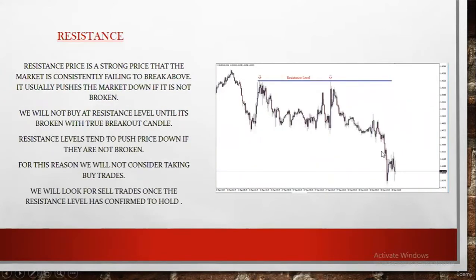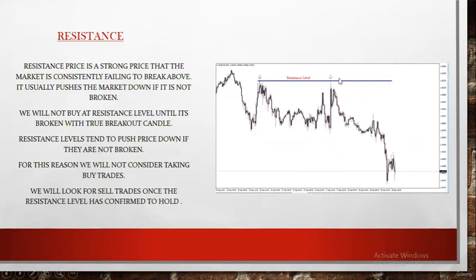Then you have a resistance, which is a vice versa, the opposite of your support. Resistance is a strong price that the market is consistently failing to break above. As you can see, you had this resistance formed here, pushing the market down, came back, tested on the very same price, went down again. It usually pushes the market down if it is not broken.